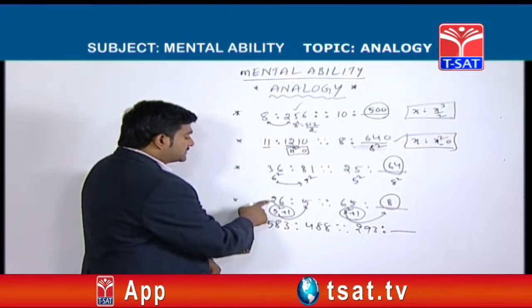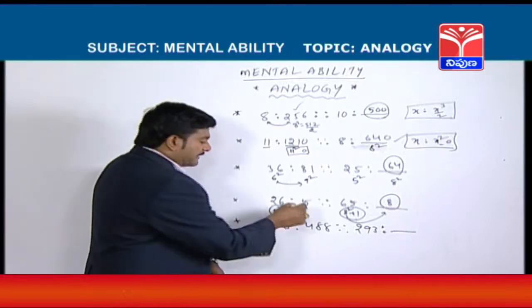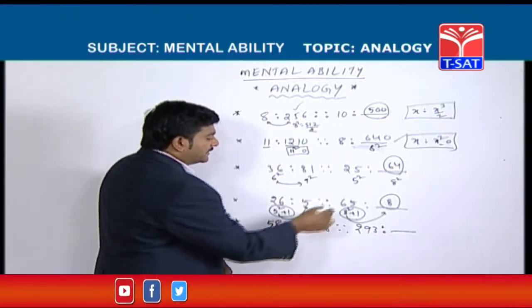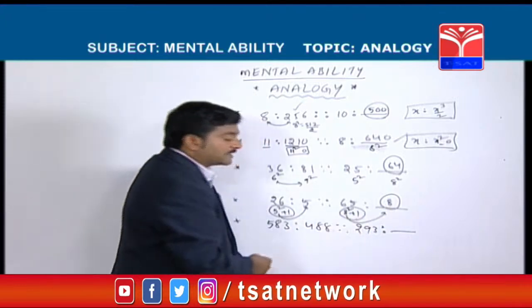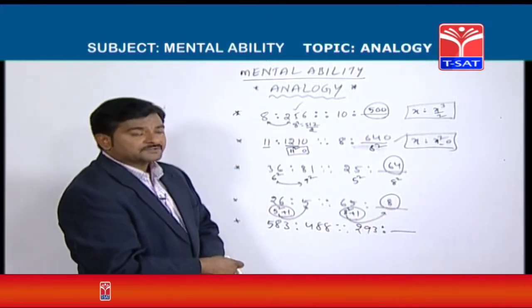Once again, 26 means 5 square plus 1, writing this 5 here. Similarly, 65 means 8 square plus 1, writing this 8 in the given blank. Hence the answer for the given question is 8.